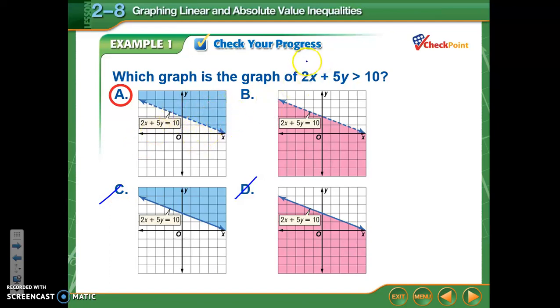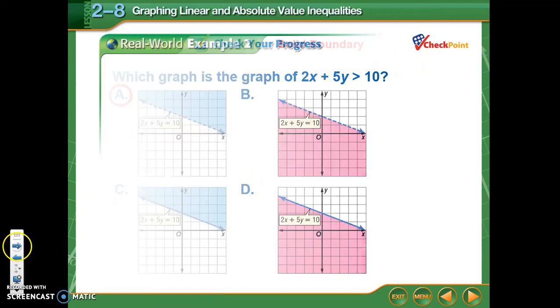If we plug in 0, 0 here, we get 0 plus 0 is greater than 10, which is false. Right? And since 0, 0 is on this side of the graph and it's false, we need to shade the other side, which is true. That leads us to answer A.